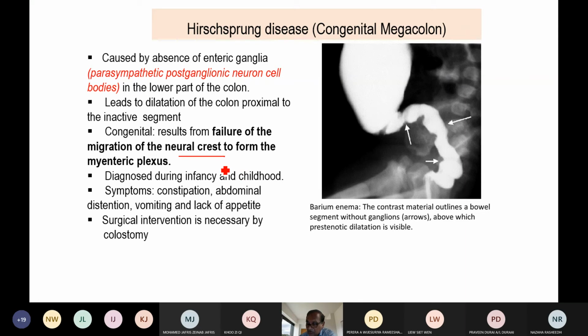That means when the neural tube is formed in the developing embryo, the neural crest always goes here and there and produces differentiated products. But in this case, the neural crest does not migrate, so the myenteric plexus doesn't form. If the nerves are not there, naturally there cannot be peristalsis. So lack of peristalsis leads to dilatation of the large intestine, congenital megacolon. Congenital megacolon, due to lack of migration of neural crest, with no nerves in the myenteric plexus, is Hirschsprung disease. The disease name is Hirschsprung disease.